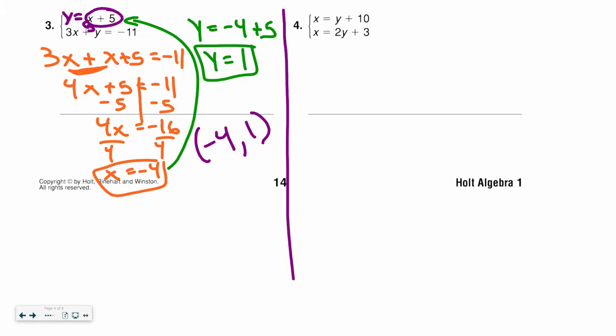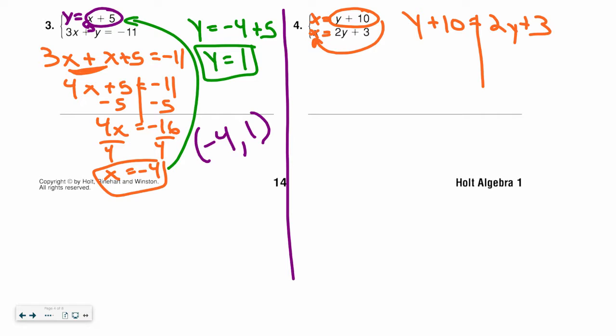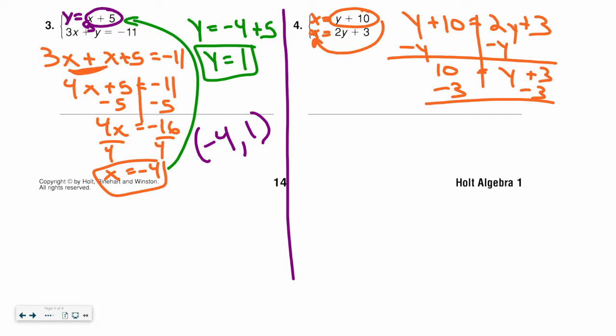For the fourth one, you'll notice that it's both x equals. So what I'm going to do is I'm going to take this and I'm going to plug it in right there. So it becomes y plus 10 equals 2y plus 3. So I'm going to solve for y by combining my y's. I get rid of that 3.